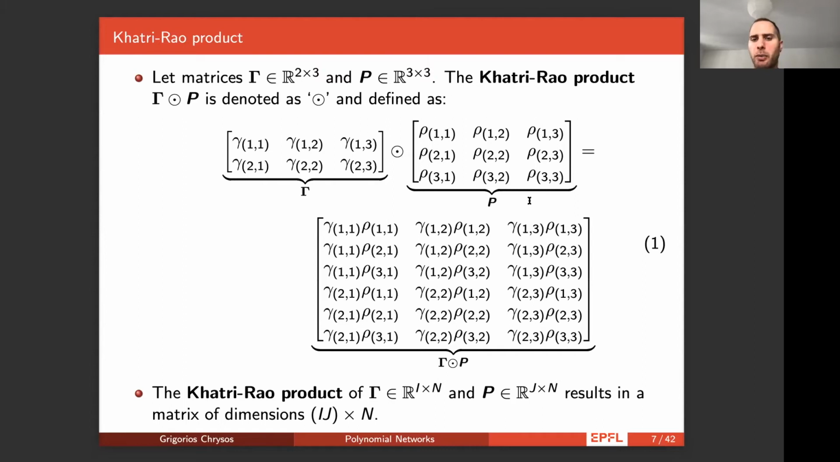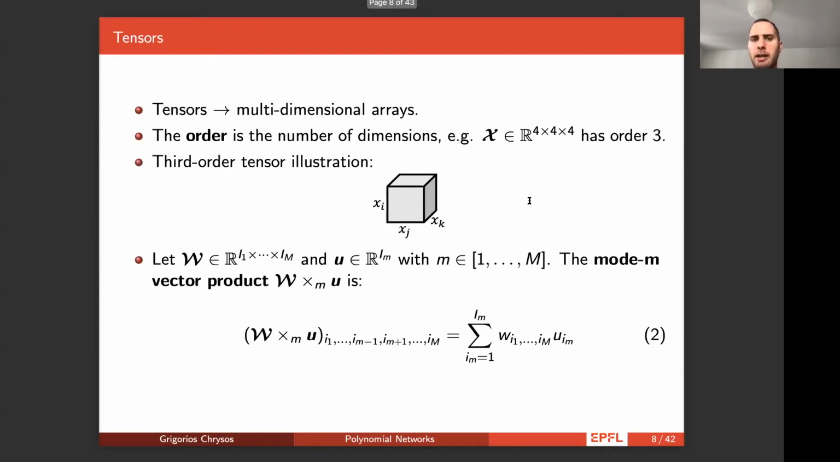Just 3 slides of notation before we get into the main polynomial expansion. The first one is the Khatri-Rao product. The details of equation 1 are not important. I have just provided this example to show you that this is slightly different than matrix multiplication, but in the same vein as matrix multiplication or Hadamard product. It's a way to do a product between matrices. And why is Khatri-Rao important? Because it is required in tensors.